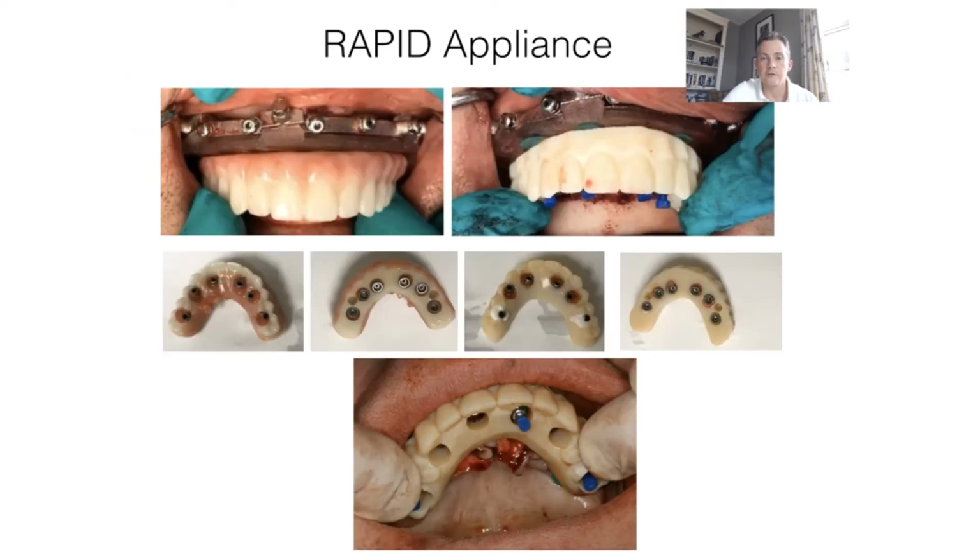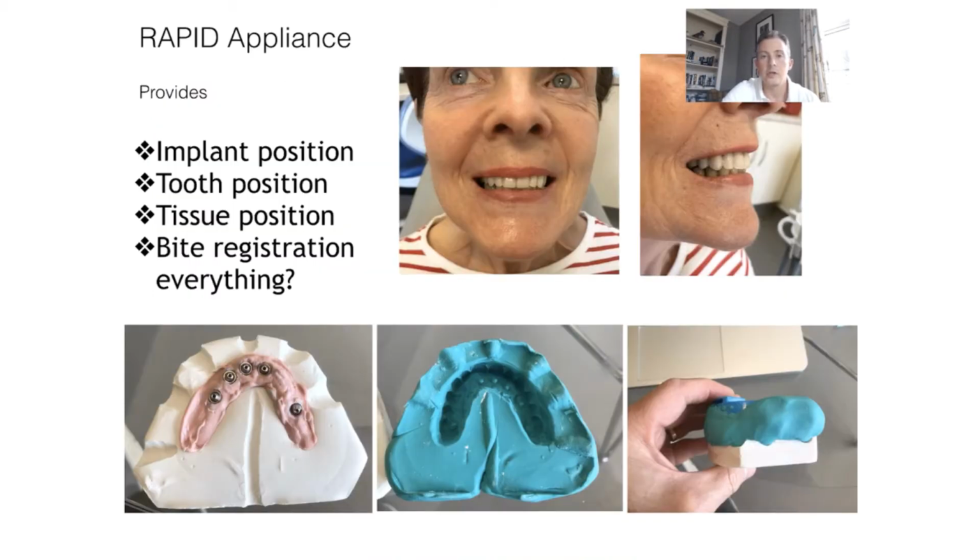The restorative efficiency is guided mainly by what is called the rapid appliance. The rapid appliance is a printed copy of the provisional bridge. This is picked up at the time of surgery, as you can see in the lower photograph, and when you then come to providing your final restoration for your patient, the rapid appliance acts as your transfer of information.